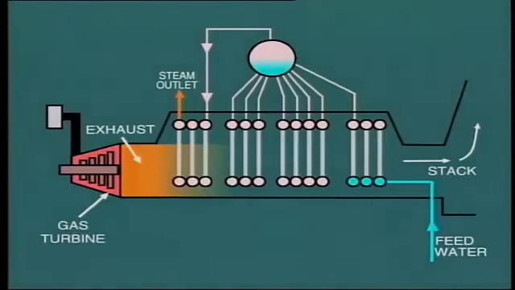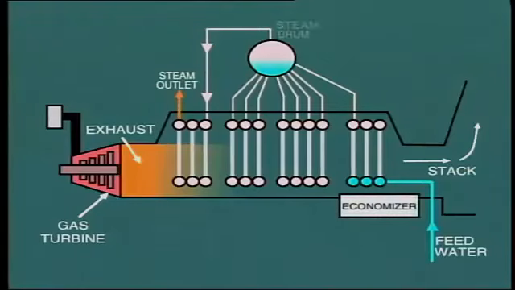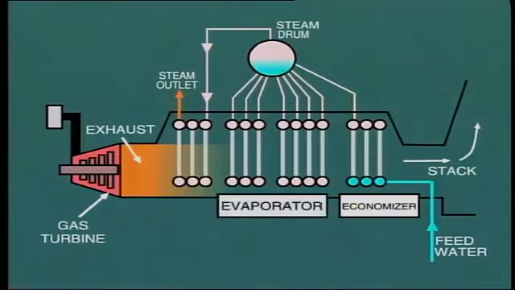The functions of the components of the HRSG are the same or similar to the fuel-fired boiler. Feed water passes first through the economizer in order to increase its temperature before entering the steam drum. The water then passes through the convection banks of the evaporator section where steam generation takes place.